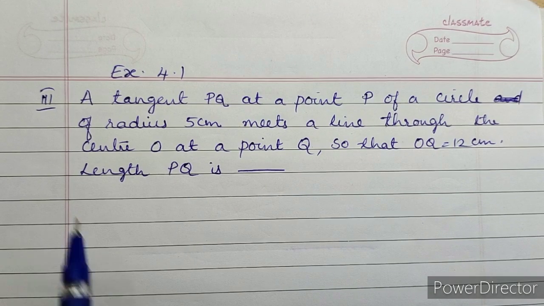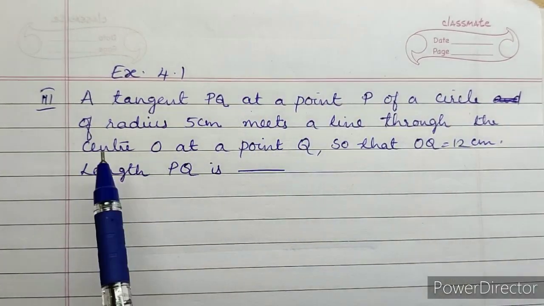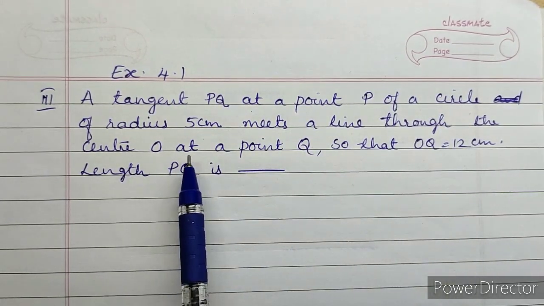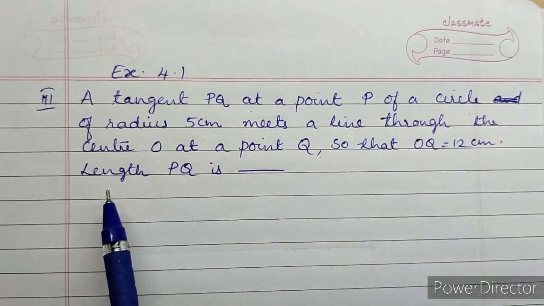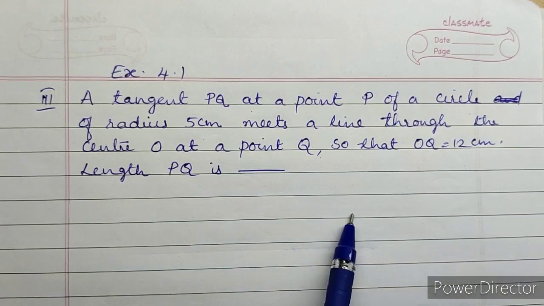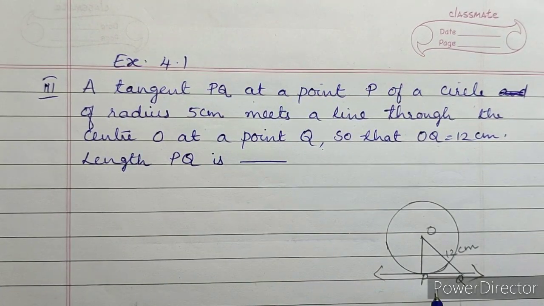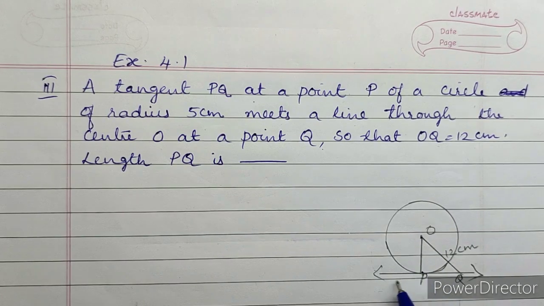Next is the third one. A tangent PQ at a point P of a circle of radius 5 cm meets a line through the center O at a point Q so that OQ equals 12 cm, then the length of PQ is dash. So first you have to draw the diagram. So this is the diagram. Given the circle with center O, P is the point of contact, PQ is the tangent. This line fully is the tangent only.